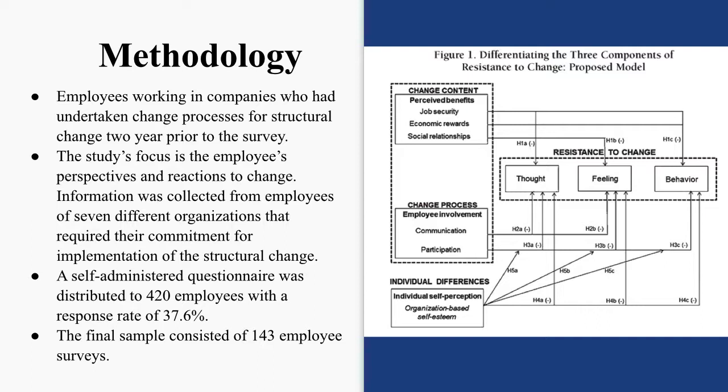A self-administered questionnaire was distributed to 420 employees with a response rate of 37.6%. The final sample consisted of 143 employee surveys. The survey consisted of several scales to measure the following independent variables: perceived benefits, communication and participation, and the organization-based self-esteem. To measure the dependent variable of resistance to change, a scale was used to evaluate the cognitive, affective, and behavioral components of resistance. Respondents were anonymous, and the questionnaire was pre-tested.